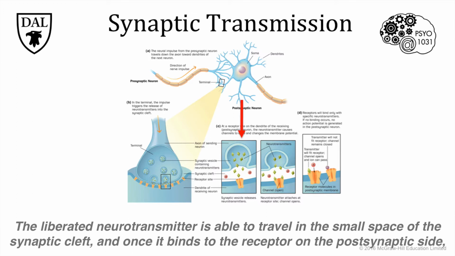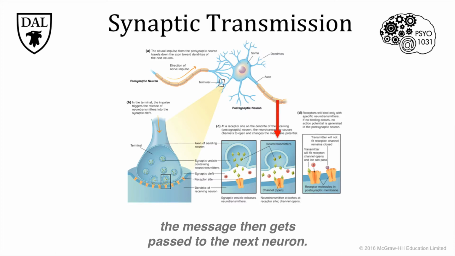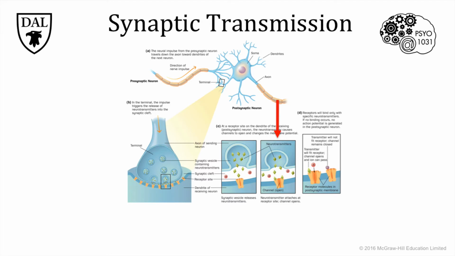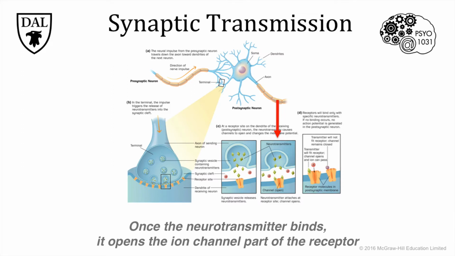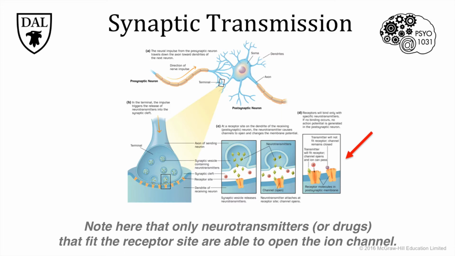The liberated neurotransmitter is able to travel in the small space of the synaptic cleft, and once it binds to the receptor on the postsynaptic side, the message then gets passed to the next neuron. There are lots of different types of receptors, but the simplest ones are gated ion channels, like shown here. Once a neurotransmitter binds, it opens the ion channel part of the receptor, allowing certain ions to travel across the neuronal membrane along their electrochemical gradient. Note here that only neurotransmitters or drugs that fit the receptor site are able to open the ion channel.